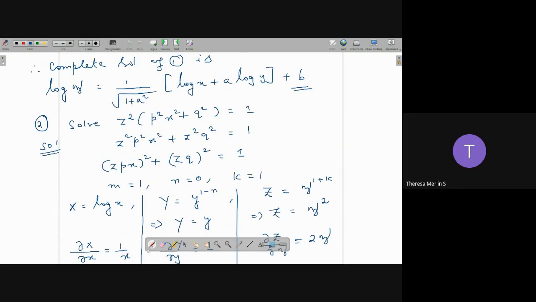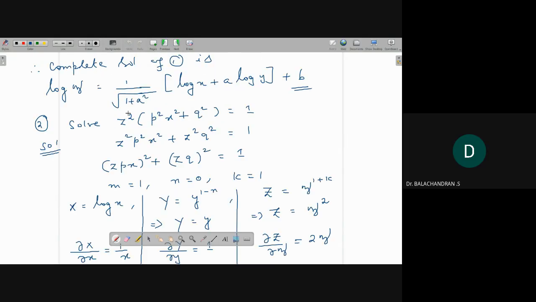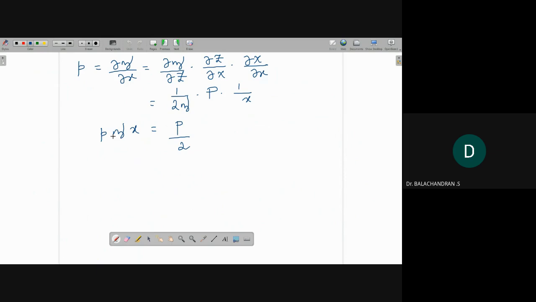Now what is this? Reciprocal of this, 1 by 2z. 1 by 2z into capital P, into 1 by x. Now cross multiply: small p into z into x is equal to capital P by 2, because you can see here z px. So I have z px here, that is equal to P by 2.